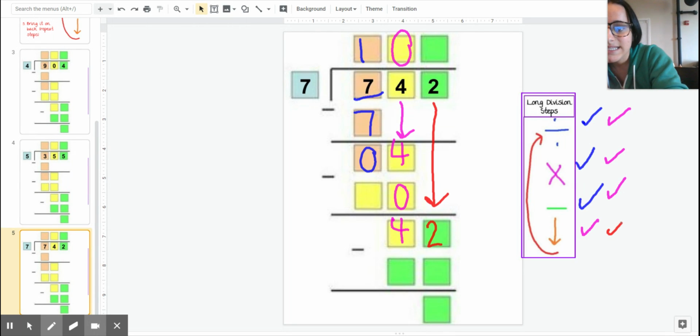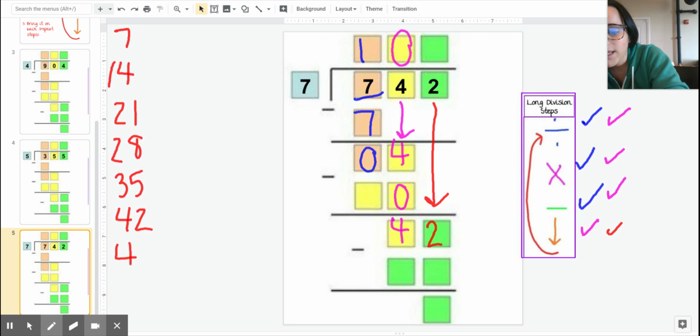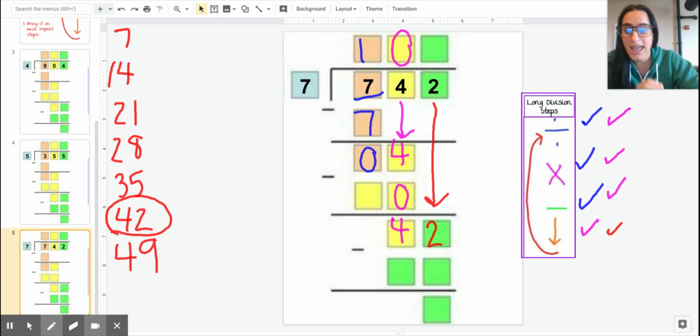So let's see. 7, 14, 21, 28, 35, 42, 49. Okay, so I see that 42 is actually a multiple of 7, and that is my 1, 2, 3, 4, 5, 6th multiple of 7. So that means 7 goes into 42 6 times. So I'm going to check off that we have divided.